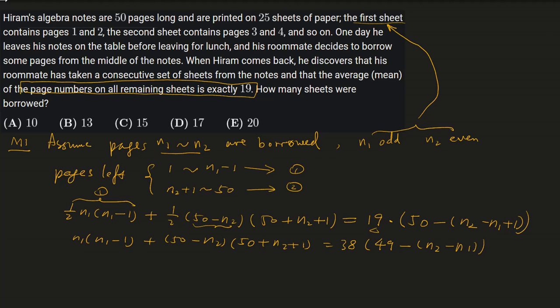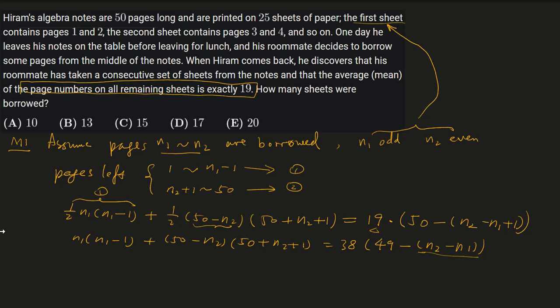Some of you may wonder, why don't I expand these brackets as well? The reason is because we only have one equation with two variables, so I don't anticipate solving for the exact numbers of N1 and N2. Therefore, this N2 minus N1 is related to the total number of borrowed pages. So I think that should be good enough. We should keep it for a little bit.